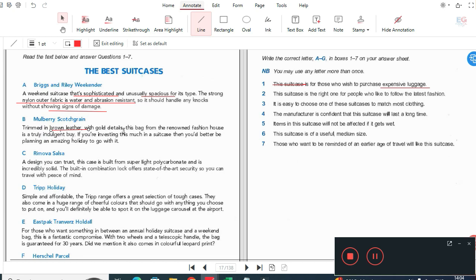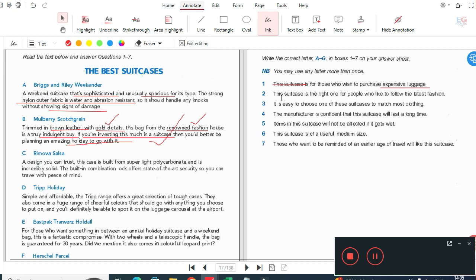Trimmed in brown leather, gold, renowned fashion. This is a truly indulgent buy. Okay, so it is matching with the expensive luggage. Let's confirm that this one is the right answer. From here onwards we start getting mentions similar to the question. Gold details are there, renowned fashion is also mentioned, and a truly indulgent buy. If you're investing this much in a suitcase, that indicates it's expensive luggage, then you would better be planning an amazing holiday to go with it. So this one is matching.